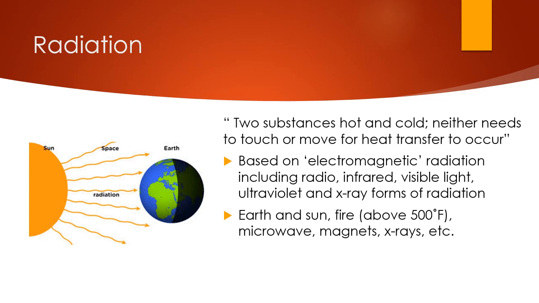Radiation is the last form, and this is two substances in which neither touch nor move for heat transfer to occur. I used a fire in the original example. The example here would be the sun warming the earth. The sun is not touching the earth, yet we can feel its warmth. If the sun rays were touching the earth, we'd all be done for. So this is a form of radiation. We can feel the warmth, the heat transfer, without any actual contact.